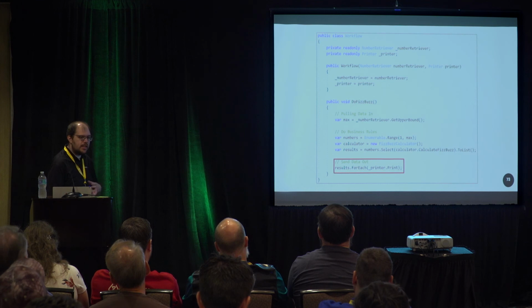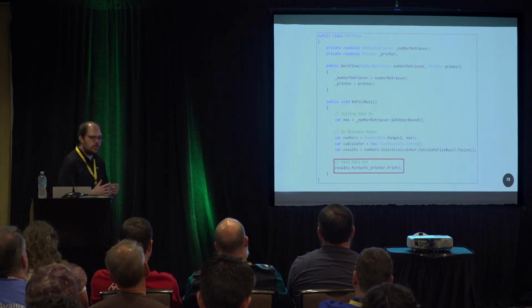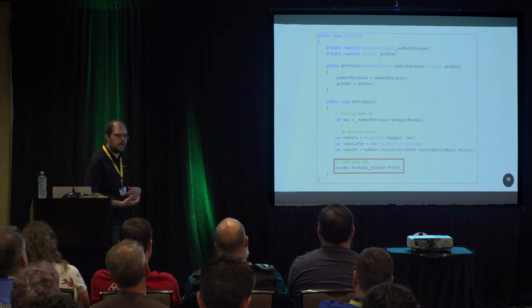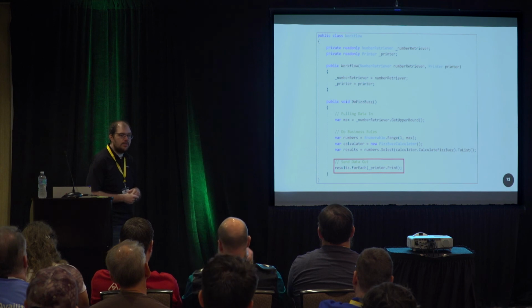Because I follow this, if I need to add additional business rules, it's pretty clear where I need to add them. If I need to switch how I'm sending data out, it's pretty clear where I need to do that. If I'm pulling data in from an additional source, it's pretty clear on where I need to do that.